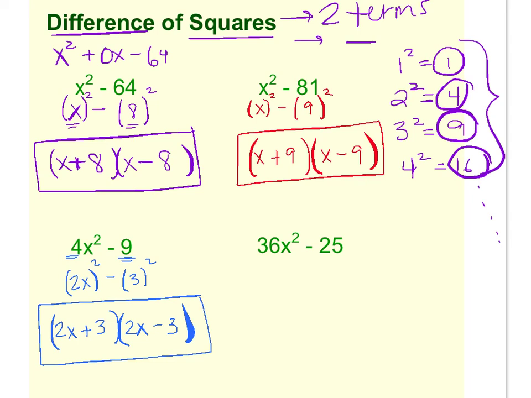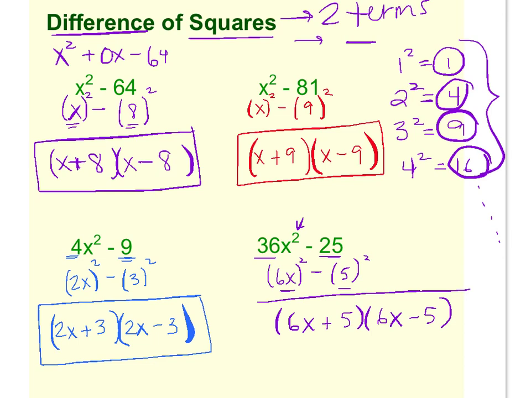Last example, two terms with subtraction. You've got a 36 and a 25. Those are perfect square numbers. Also, x squared is a perfect square term. So what did we square to get each one? This is a 6x that we squared, and this is a 5 that we squared. So 6x and 5 is what goes into our factored answer. We're going to do a 6x plus a 5, and then a 6x minus a 5. So difference of squares: two terms with subtraction, where both terms are perfect squares.